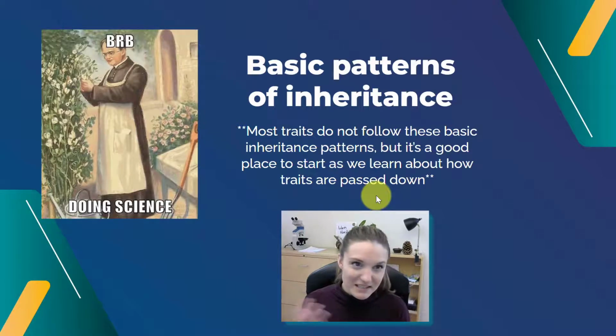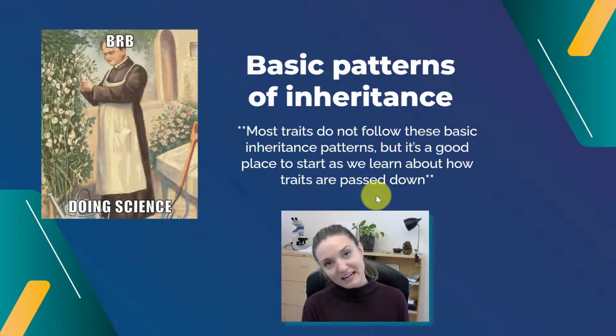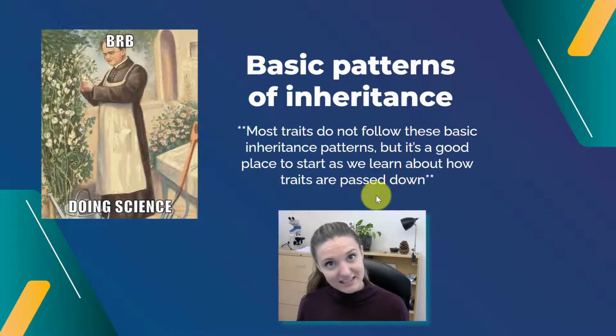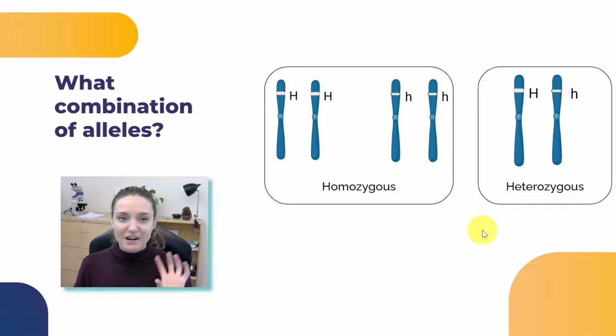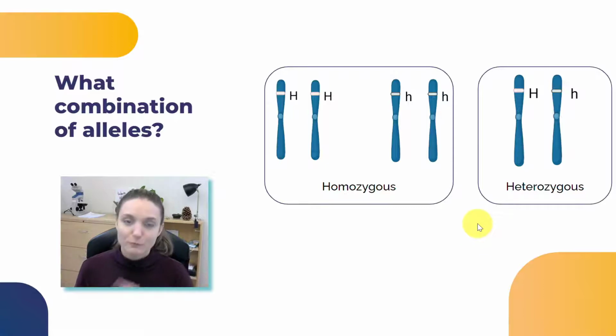We're going to talk about some basic patterns of inheritance. We're going to introduce some Punnett squares here. I just want to say, though, that most traits that we find in humans and most other organisms don't follow these typical inheritance patterns, but it's a good place to start as we start to learn about variations of this theme. So when we're talking about genotypes, we use some terms to describe that genotype.